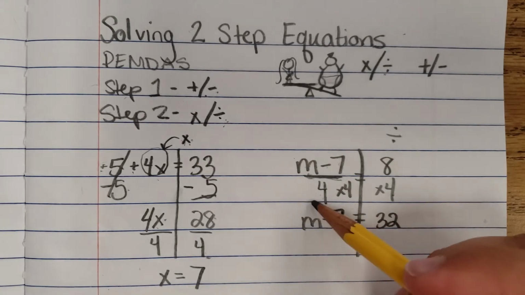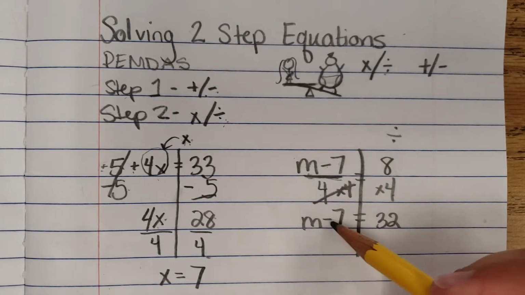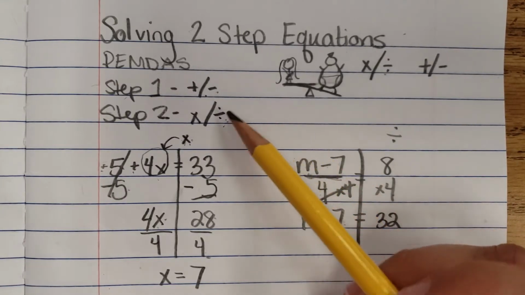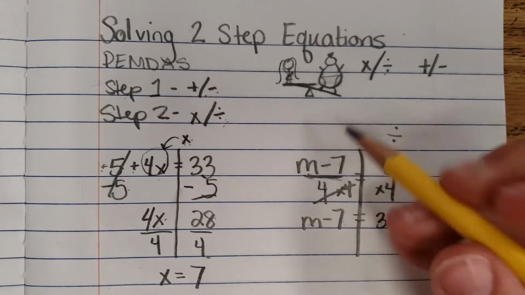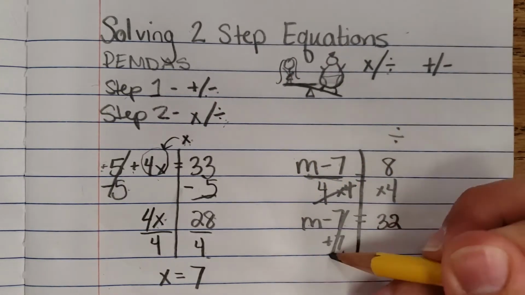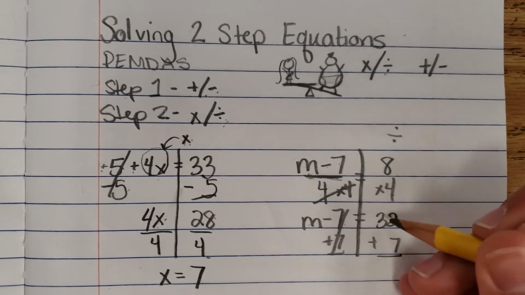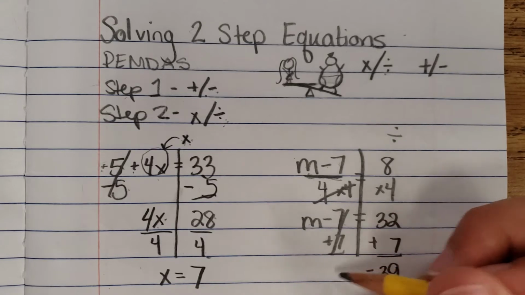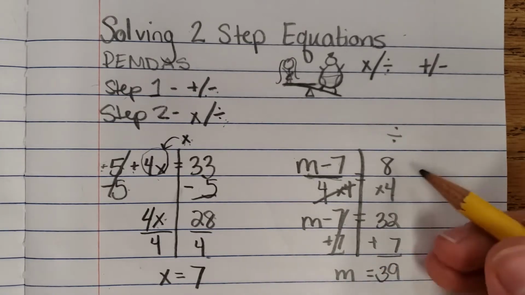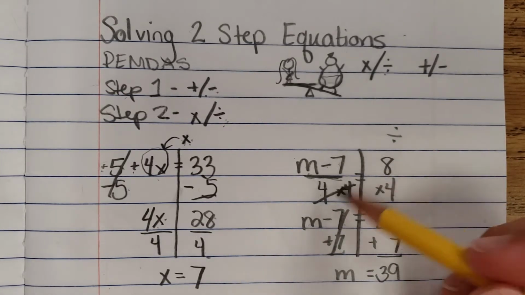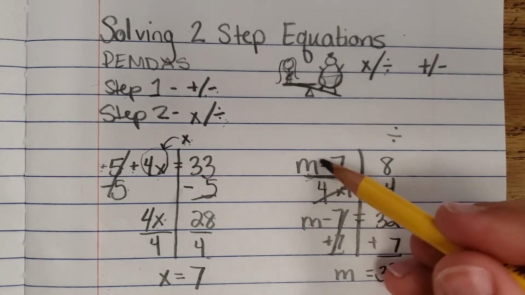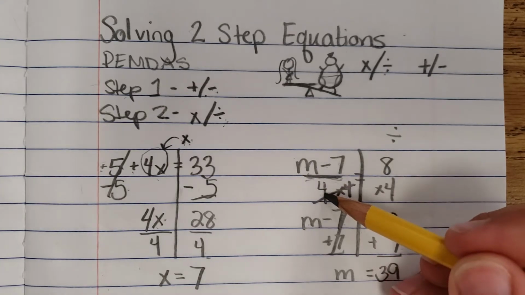Now that we've gotten rid of this 4 and we don't have something binding this 5 and 7 together, we can finally get rid of this negative 7. So we've got subtract 7. The opposite of subtraction is addition. So we're going to add 7, add 7. 32 plus 7 is 39 equals m. Does that make sense? Okay, so when you have something like this, division binding two numbers together, we got to get rid of that first.